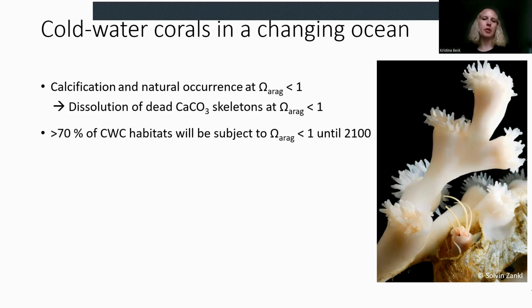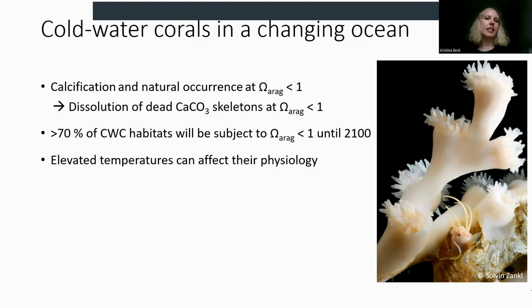I'll go a bit more into detail on this later in the talk, but that means that the bare coral skeletons will dissolve. However, the live coral, which is still covered with live tissue, will most likely not be too much affected by ocean acidification in the future. We know from several aquarium experiments and field experiments that elevated temperature can affect their physiology, but this depends on the species, the location, and the extent of warming, of course.